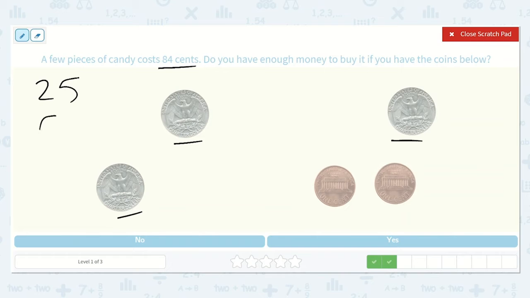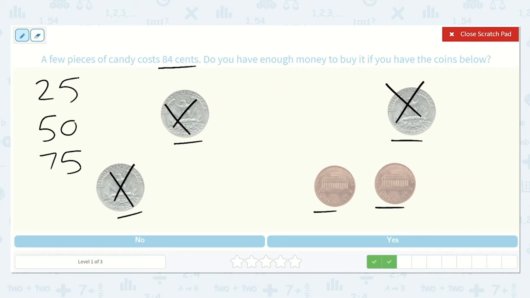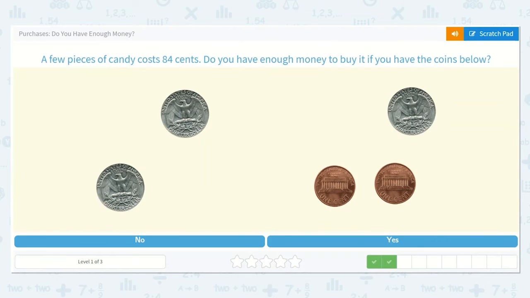25, 50, 75. All right, so we've counted these 3 and we're at 75 cents. And then we just count up 2 more because these are pennies. So 75, 76, 77. All right, so we have 77 cents. Is that enough to buy candy that costs 84 cents? No, because 77 is less than 84.